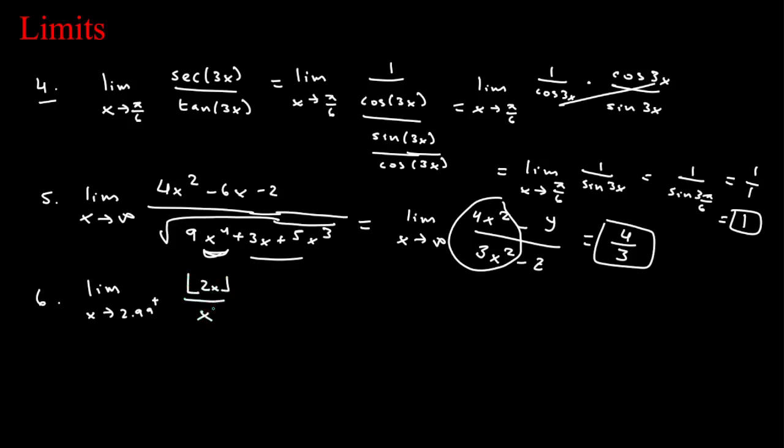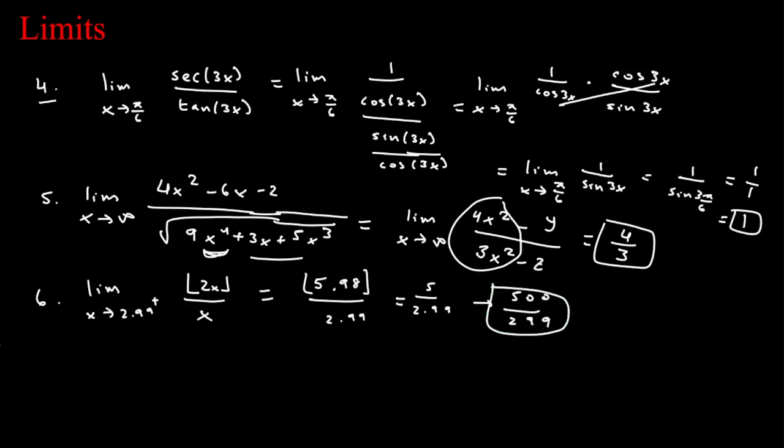Alright, so here, there's nothing special. I guess the problem just tries to scare you because it has a floor function, but at the end of the day, we can just plug it in, right? This is one of the simple problems. So 2 times 2.99, I think it's 5.98. And the floor of that is simply 5, and our denominator is 2.99. So that's equal to 5 over 2.99, or 500 over 299.